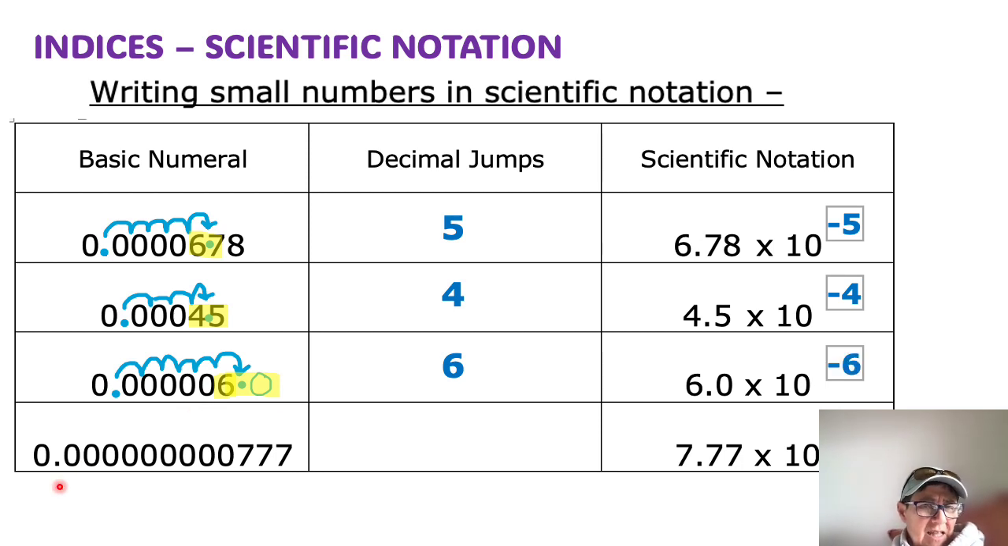Okay, last one. Decimal place is there. I want it in between those first 2 numbers I come to after all the noughts. In there, those 2 numbers. How many jumps? 1, 2, 3, 4, 5, 6, 7, 8, 9, 10. I think it was 10. That was so quick. You can count them. 10 jumps, so it's to the negative 10.